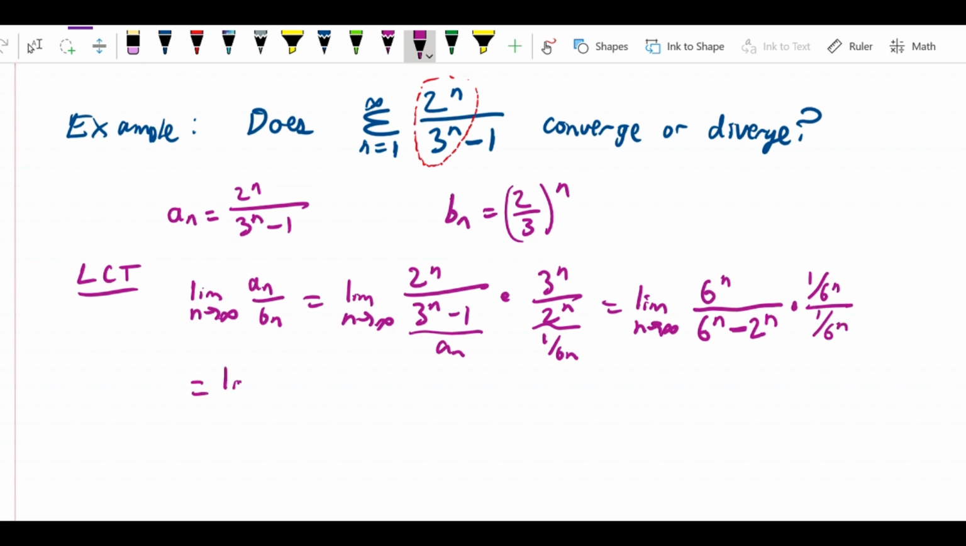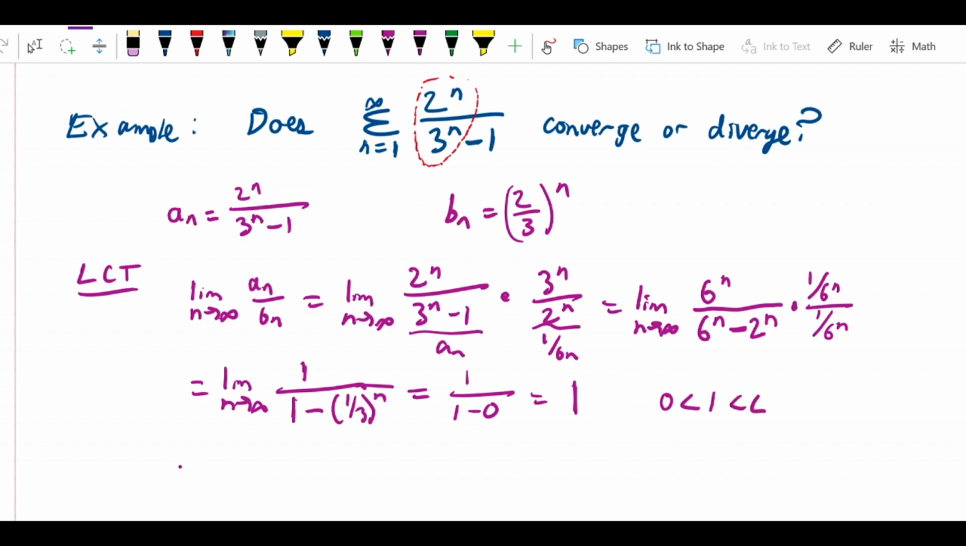So that equals the limit as n approaches infinity of 1 over 1 minus 2 to the n over 6 to the n, which is just 1/3 to the n. It's like 2 over 6 to the n, which is 1/3 to the n. And we learned when we talked about geometric sequences, not series, that if r is between -1 and 1, then the limit of the sequence is 0. So that means that this is 1 over 1 minus 0, which is 1. And of course we can say that 0 is less than 1, which is less than infinity.